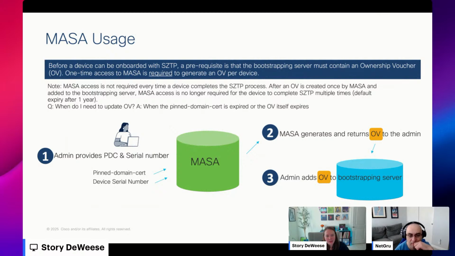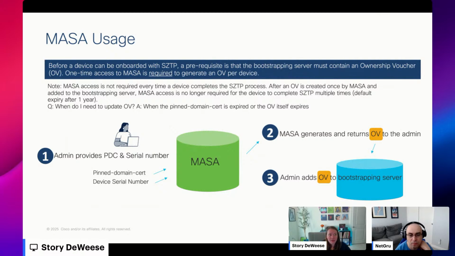Massa has the option to create a lot of ownership vouchers at the same time. Say you have 100 new devices. You can go through this process once and add in all the serial numbers with your pinned domain cert and create ownership vouchers for all of those at the same time. So you don't need to do this step every time. You only need to do it when there are new devices to be onboarded. You need to put that ownership voucher associated with the serial number into the bootstrapping server itself.